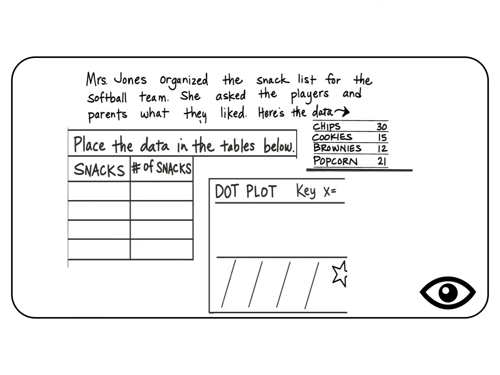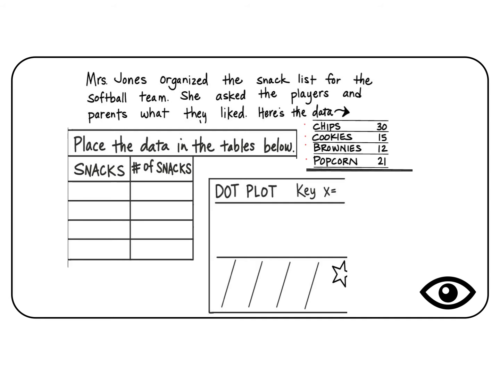The problem says Miss Jones organized the snack list for the softball team. She asked the players and the parents what they liked. And here's the data. So in our data, you could see we have chips, cookies, brownies, and popcorn. For chips, 30 people said they liked chips. Cookies was 15 people, brownies was 12, and popcorn was 21.